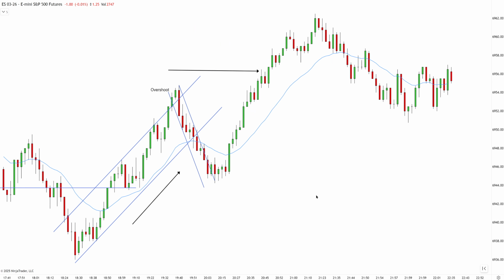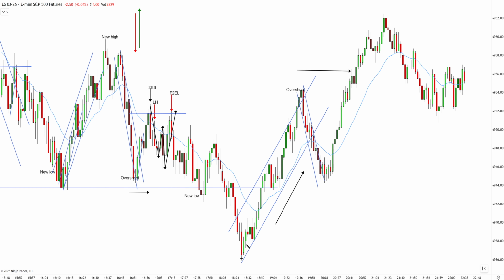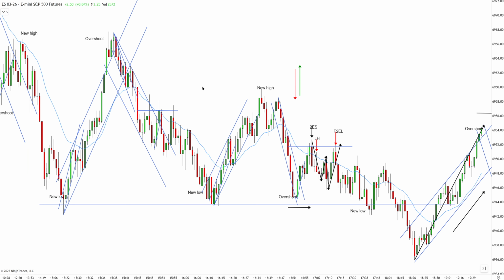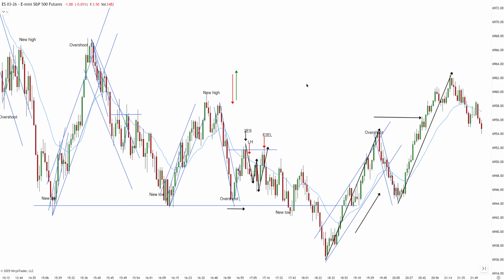So this is the overall structure for today. We ended up having a two-legged pullback, measured move to finish the day. Perfect measured move. Not that many great trades. After all, we are still trading during the holidays. For this reason, there's not that many bars.